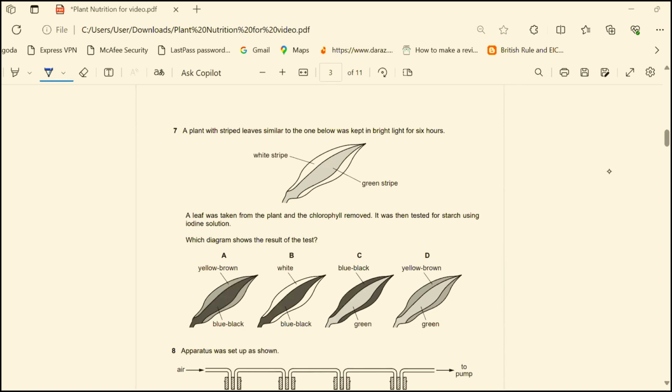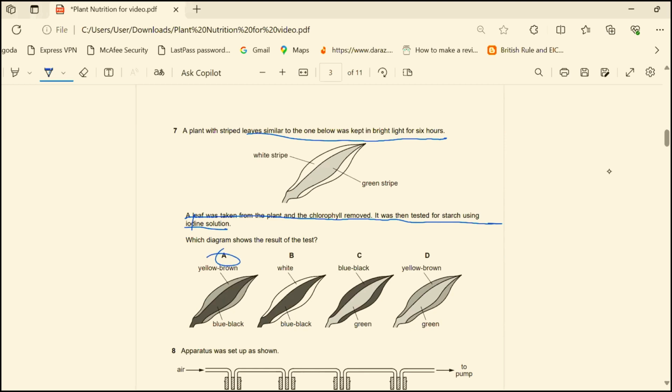Okay, so a plant with striped leaves similar to the one below was kept in bright light for 6 hours. A leaf was taken from the plant and the chlorophyll removed. It was tested for starch using iodine solution. Which diagram shows the result for the test?